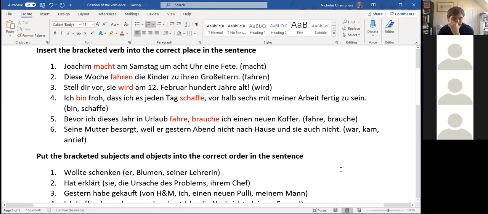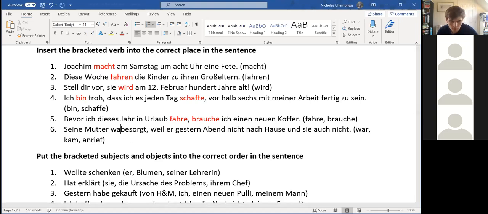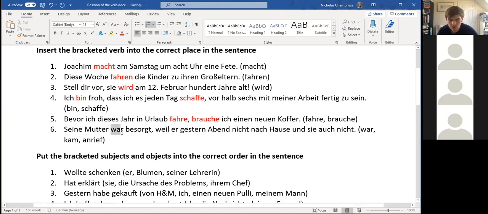Number 6. First clause. Would the verb be just before the comma? No, there's nothing there that's making it do that. There's no verb, there's no conjunction. Oh, okay, so you've just got "Seine Mutter" as the first idea: "Seine Mutter war besorgt." There's nothing that is making it go to the end.